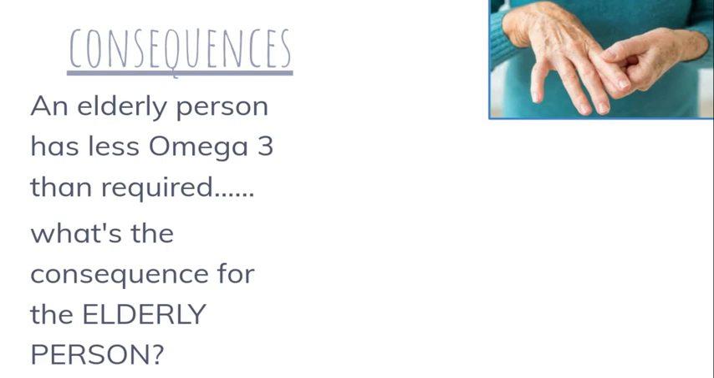Okay, so to explain effectively the impact of essential fatty acids in the diet, we need a function and a consequence. So we've just gone through the functions of the essential fatty acids, omega-3 and omega-6. So now we need to think about the consequences that go with those. So our consequence this time is linked to an elderly person. So an elderly person has less omega-3 than required. What's the consequence for the elderly person?